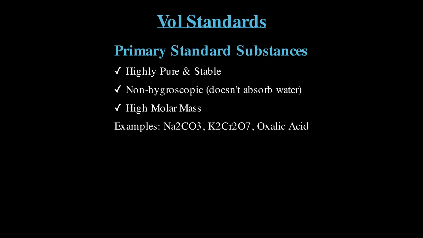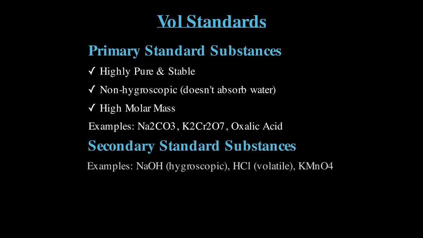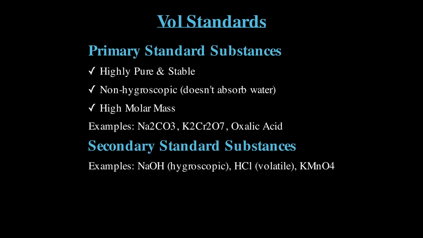Substances that don't meet these criteria are called secondary standards. Their solutions must be standardized against a primary standard. Common examples are sodium hydroxide, which is hygroscopic, hydrochloric acid, which is volatile, and potassium permanganate, KMnO4, which can decompose in light.